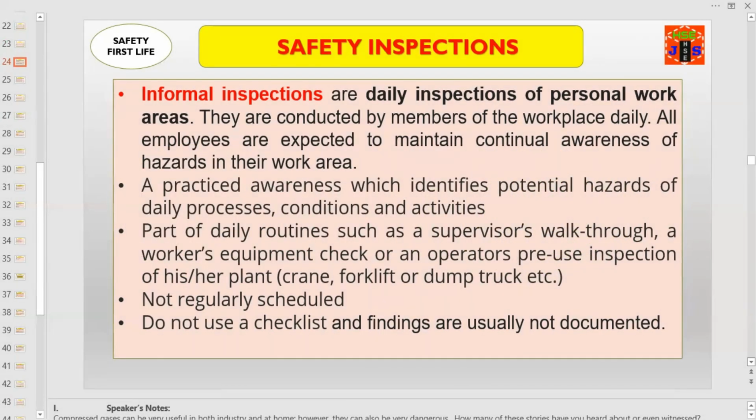Informal inspection is part of daily routines such as a supervisor's walkthrough, a worker's equipment check, or an operator's pre-use inspection of his plant, for example, crane, forklift, or a dump truck, etc. Remember, informal safety inspections are not regularly scheduled. And secondly, there is no use of a checklist. And findings are usually not documented in the case of informal inspections. But in the formal inspection, all the findings or observations shall be documented and submitted for corrective action with a time-bound strategy.